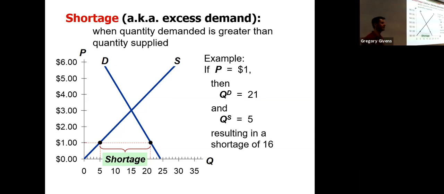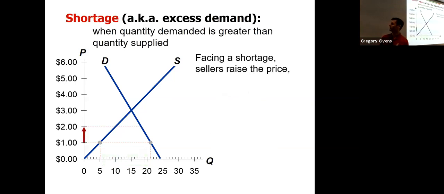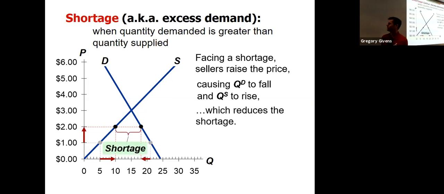Firms in this case can start to bid up the price and not actually lose any sales, right? In fact, they'll gain sales. If the price here were to rise to $2, quantity demanded would fall, but quantity supplied would go up. And the new excess demand or the new shortage would be 18 minus 10, so a shortage of about 8.